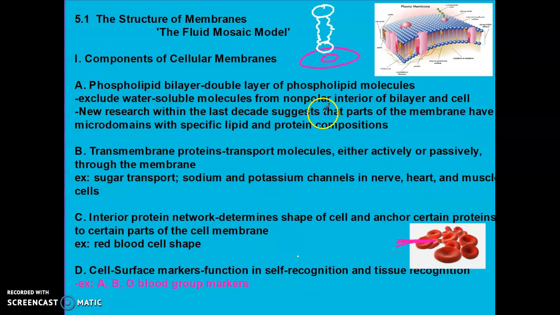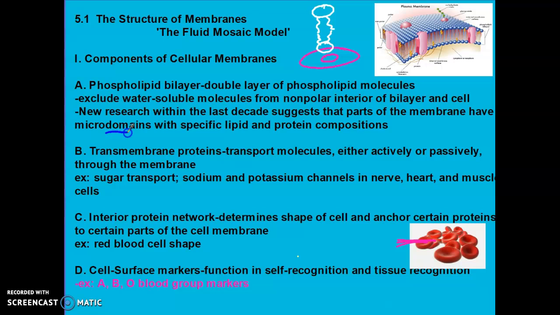So that phospholipid bilayer of those molecules excludes water-soluble molecules from the nonpolar interior of the bilayer and the cell. New research, and this is new just within the last decade, suggests that parts of that membrane have little microdomains that have specific composition. So maybe it's 2 particular proteins and 2 or 3 particular lipids that all seem to be grouped together. So we call that a domain.